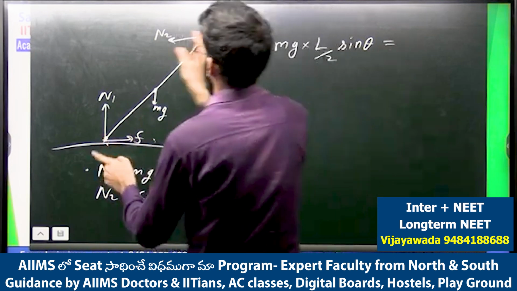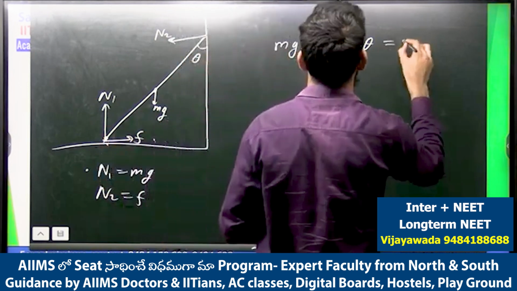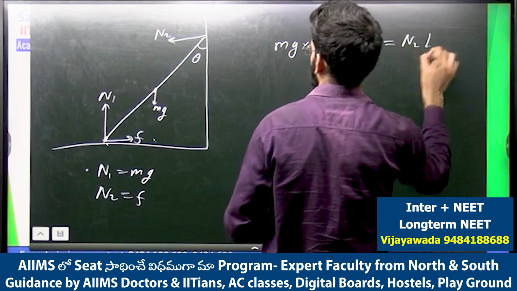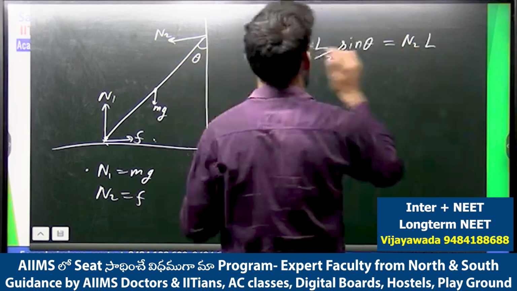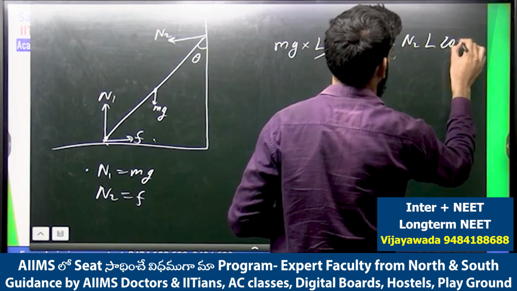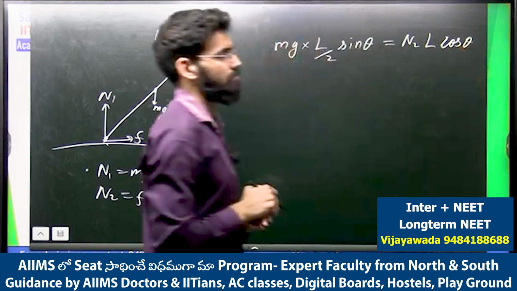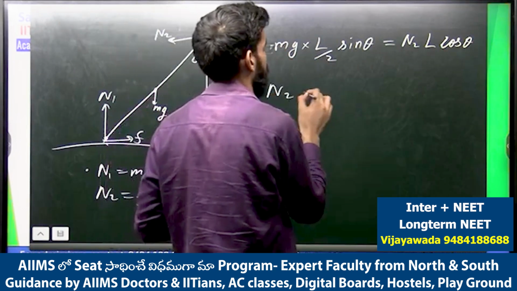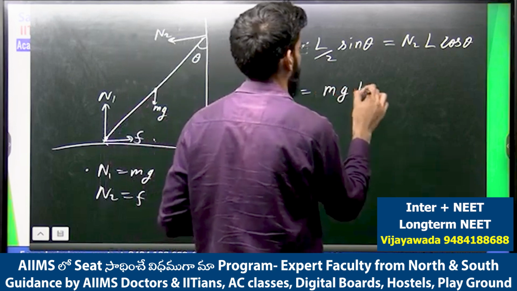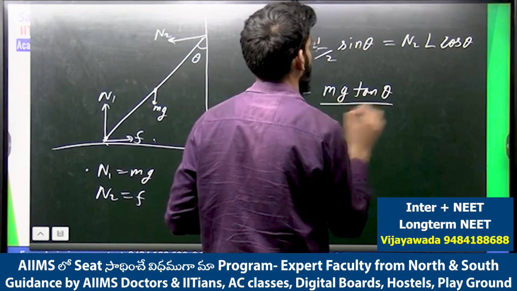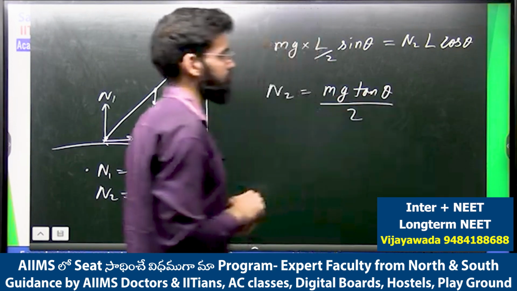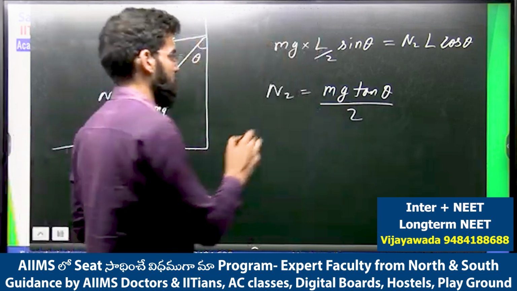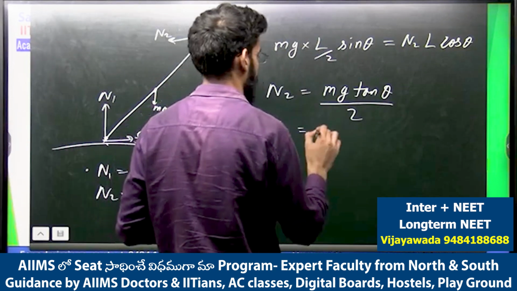This torque is balanced by the N2 torque. So N2 torque is how much? N2 into L cos theta. That's it. From here, N2 came how much? I can say mg tan theta by 2. Correct? So N2 equals mg tan theta by 2.